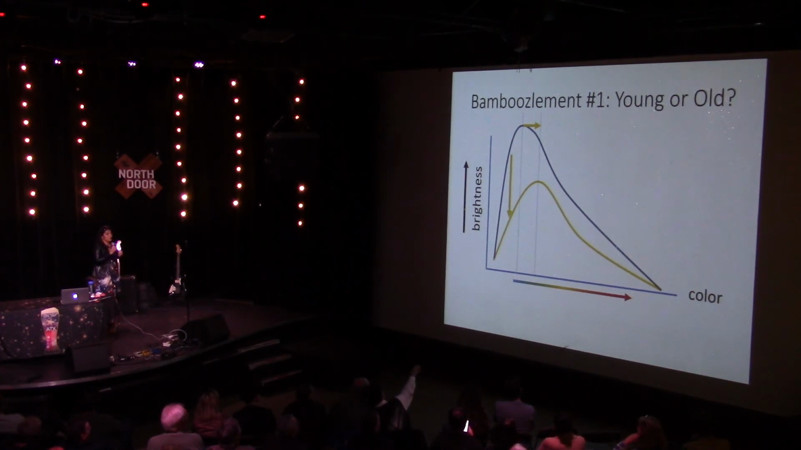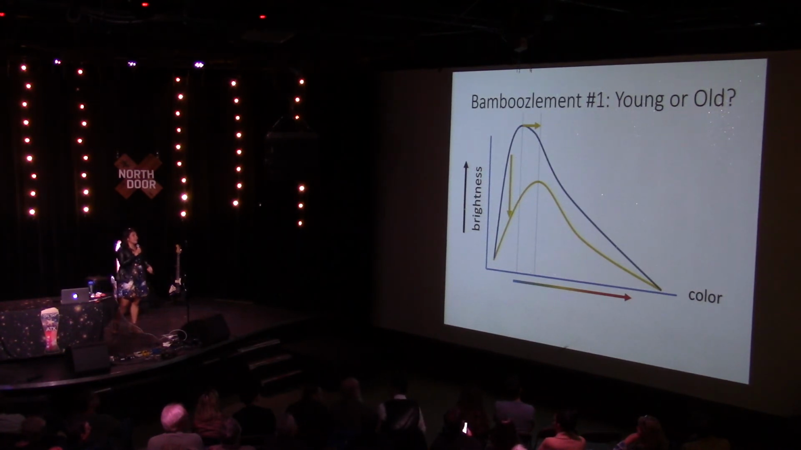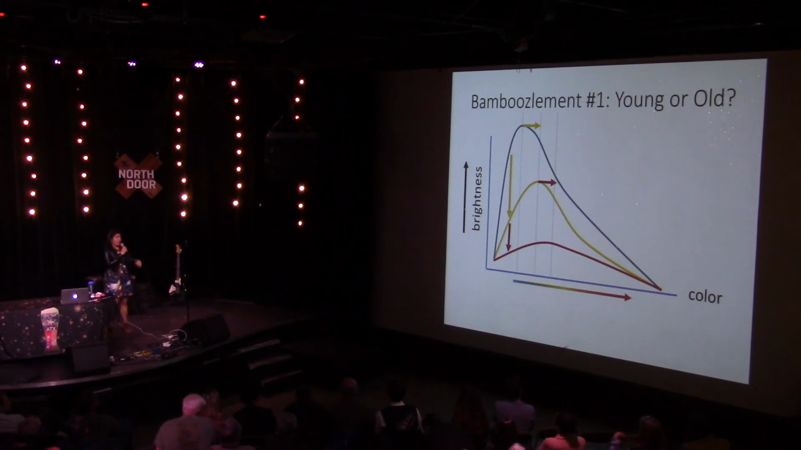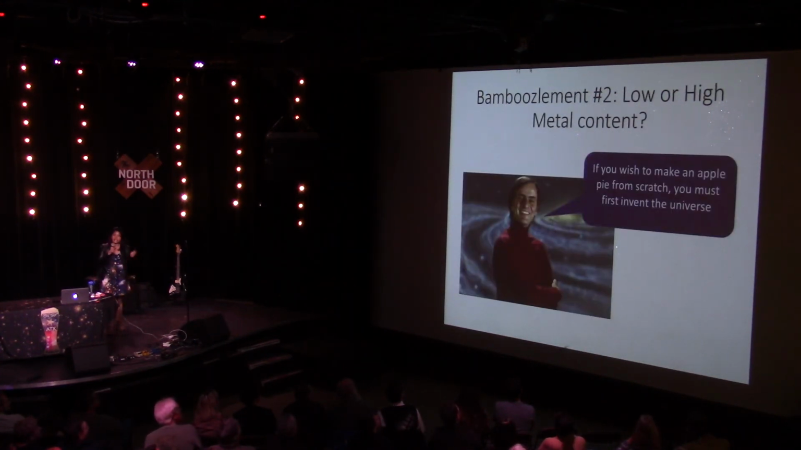And then for even older populations, these yellow stars may have already died too. And so the luminosity even further shifts down, and the peak further shifts to the red, and you're just left with the red spectra of the stars. And so that's bamboozlement number 1. So that's age. And we're going to move on to bamboozlement number 2, which is something to do with the metal content.